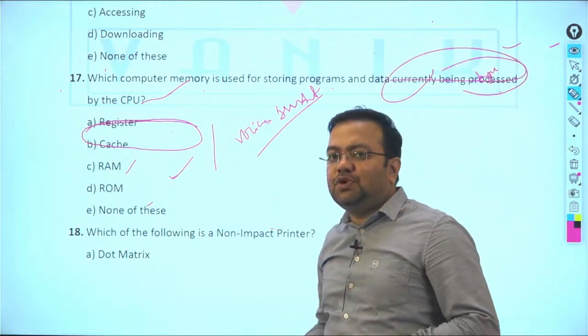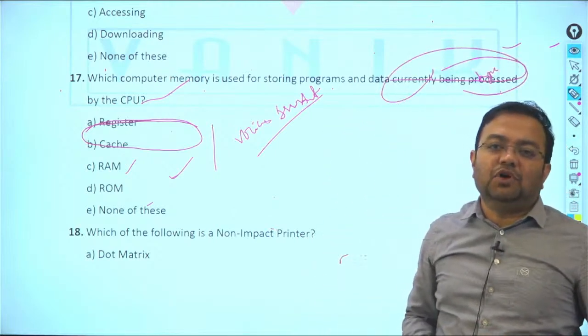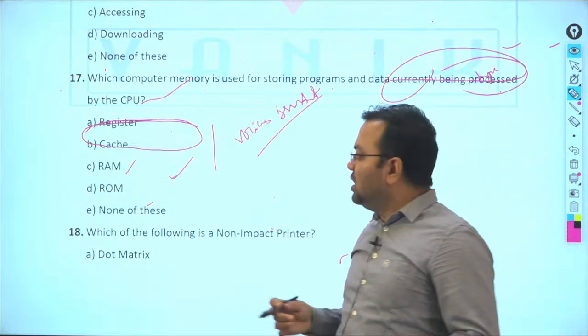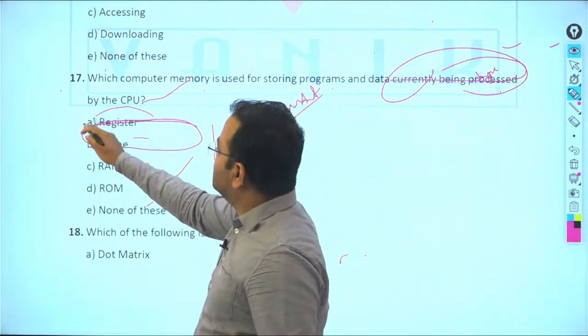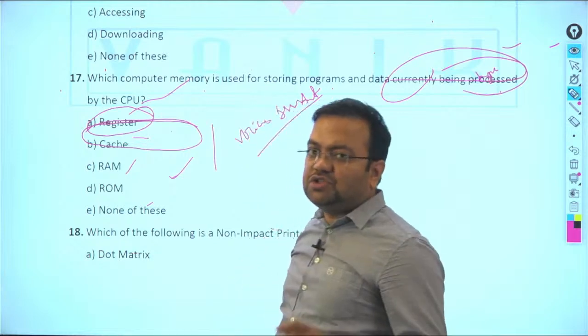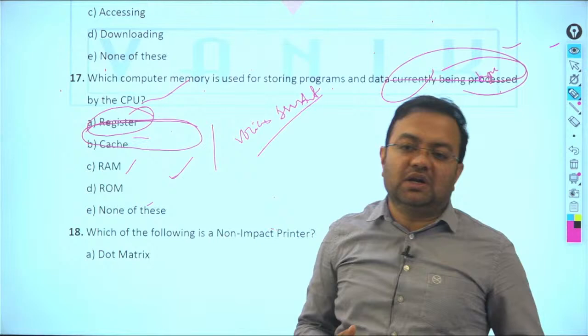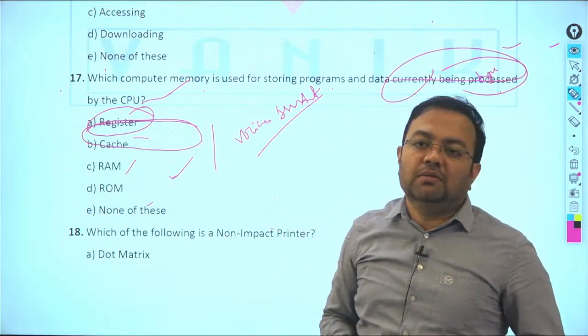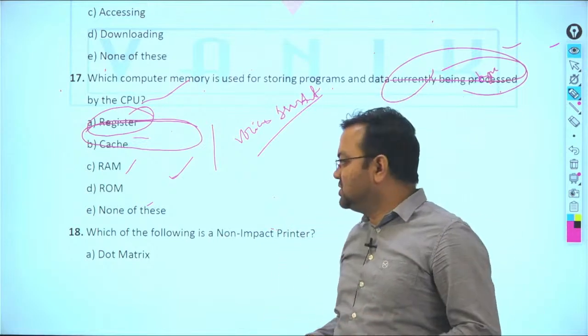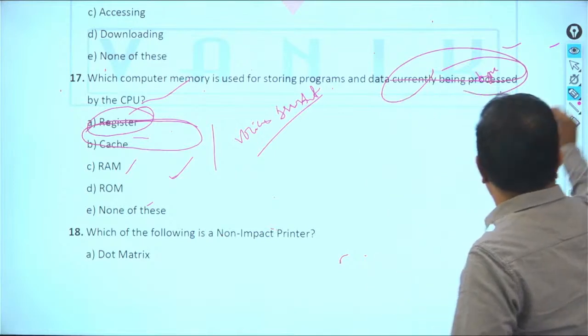So while the CPU is working, at that time the data which is held is known as the register, because register is the memory which is present inside the CPU, and while the CPU is working, the register keeps the files which are given by the users. Then goes to question number 18.